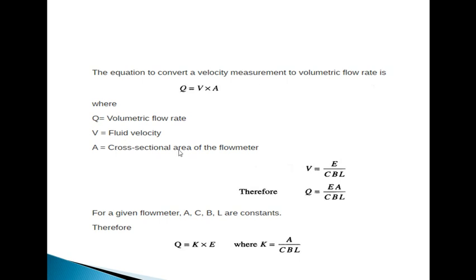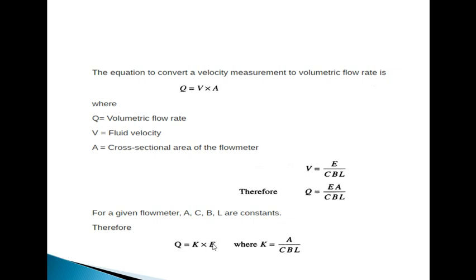A is the cross sectional area of the flow meter. A, C, B, L, these are constants. So I can say that Q = K × E, where K = A divided by CBL. I am considering these parameters as constants. So I can say that the volumetric flow rate Q is directly proportional to what?